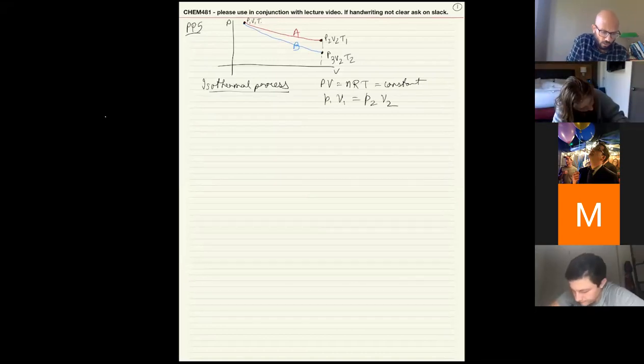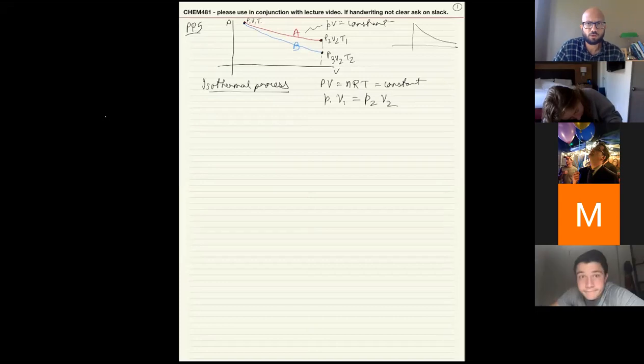And that's the plot you have seen over here. This red thing corresponds to PV is equal to constant. So pressure times volume, this inverse relation, this is a hyperbola. It just looks like this. That's what you have seen over here. The more important question is why should the adiabatic process be below it?